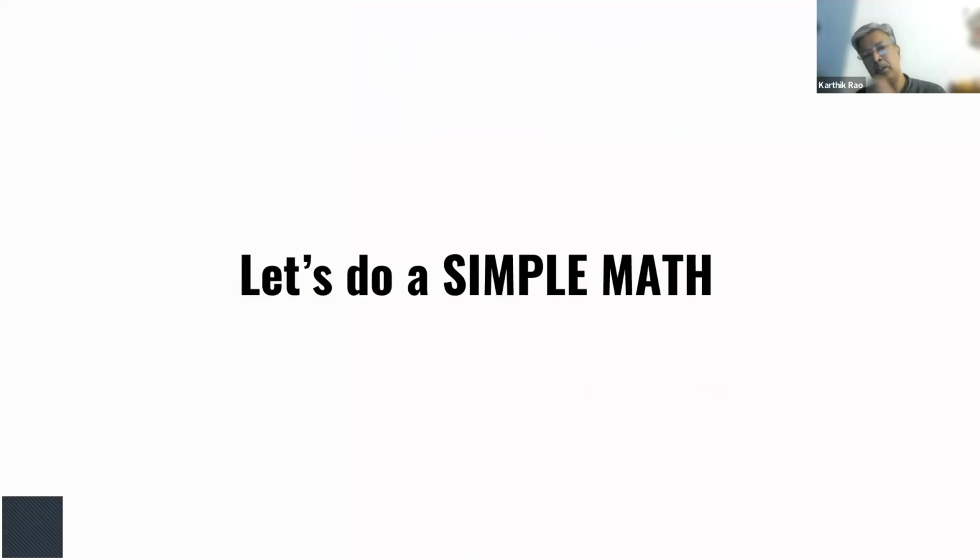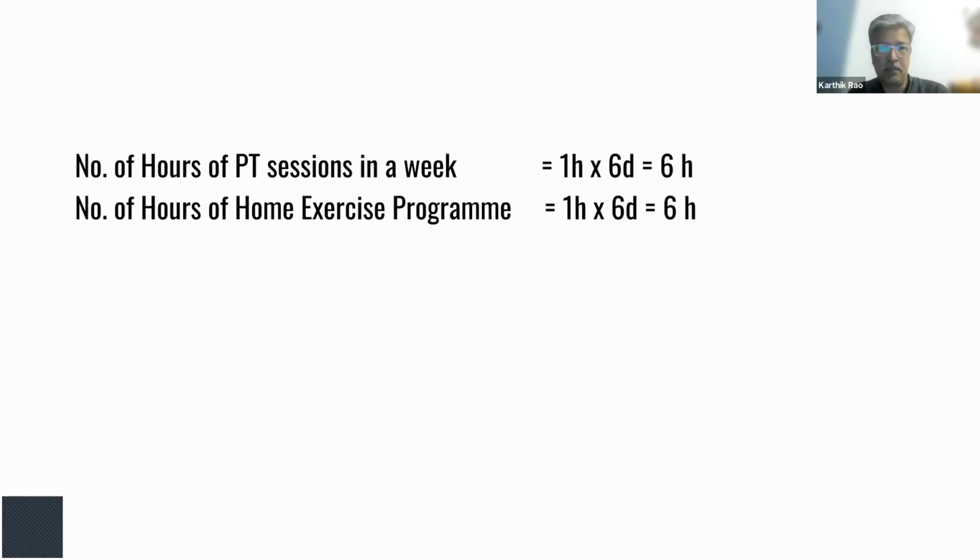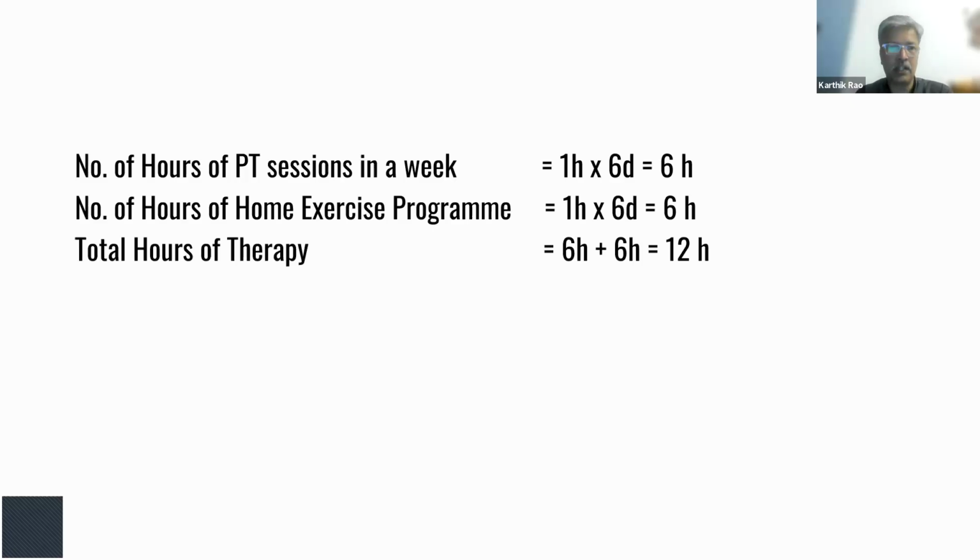So how do we bring this into our day-to-day practice? Let's look at the simple math here. Overall, let's assume that a patient comes to you for 1 hour of therapy session for 6 days a week, assuming Sunday is a holiday. So we have 1 hour into 6 days, totally 6 hours. Now when we give a home exercise program to the patient, let's say the patient is doing it for 1 hour every day, and 6 out of 7 days is able to do it. So it's almost 6 hours per week of home exercise program. So overall, the total hours of therapy is 6 plus 6, total 12 hours.